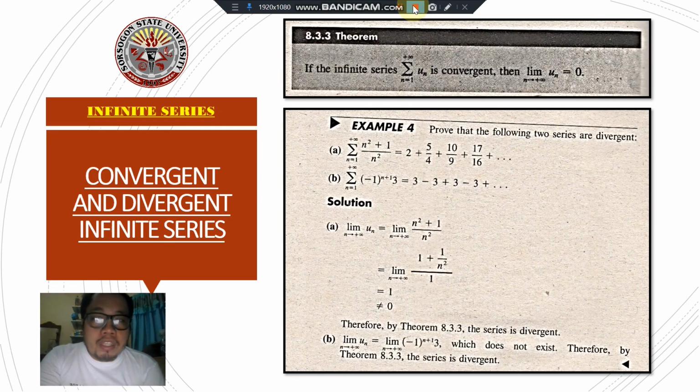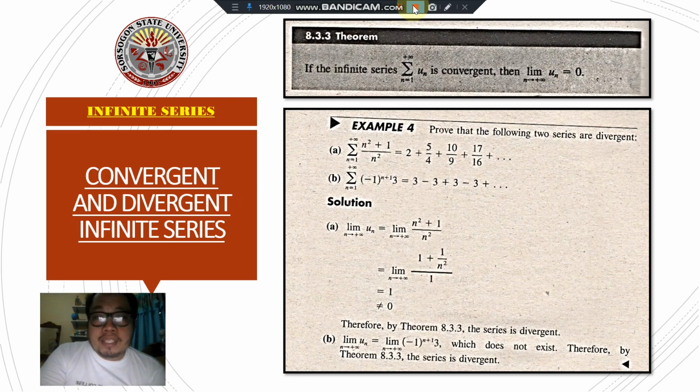Now let's continue with this theorem. If the infinite series, the summation of u sub n, where n equals 1 to positive infinity, is convergent, then the limit of u sub n as n approaches positive infinity is equal to 0. In other words, we can consider an infinite series to be convergent only if the limit of u sub n, as n approaches positive infinity, is equal to 0.